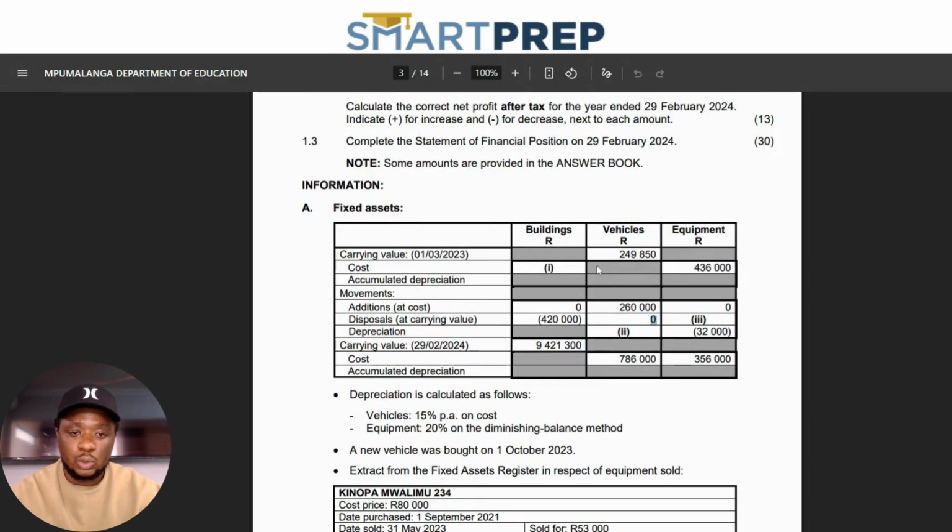And so what you'd need to do is you take the 260,000 multiplied by the 15% and then multiply it by the months. So how many months are we talking about here? We're talking about October, November, December, January, February. So let me just do it again: October, November, December, January, February. So I'm actually wrong. It's 5 months. All right. So then, since we got 5 months that we need to basically work out the depreciation for, let's then go and apply that.